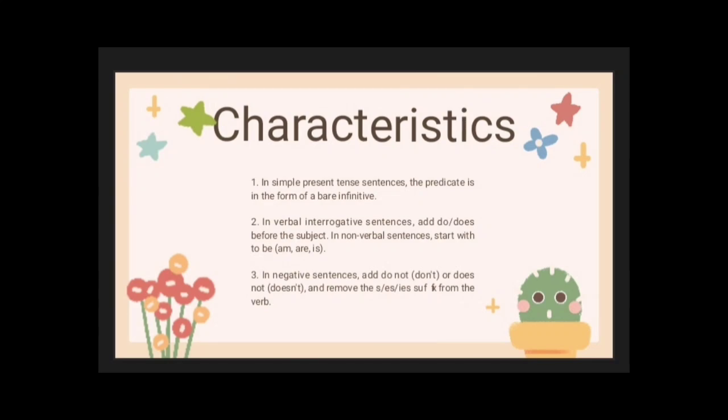In verbal interrogative sentences, add do or does before the subject. In nonverbal sentences, start with to be: am, are, is. In negative sentences, add do not or don't, or does not or doesn't, and remove the s, es, ies suffix from the verb.